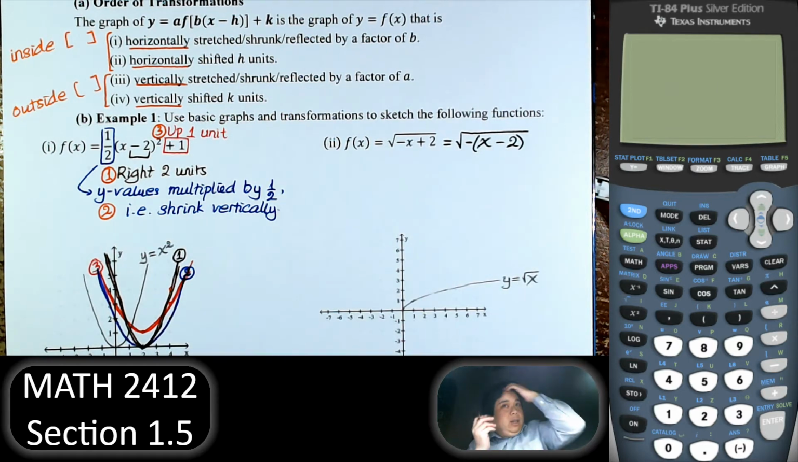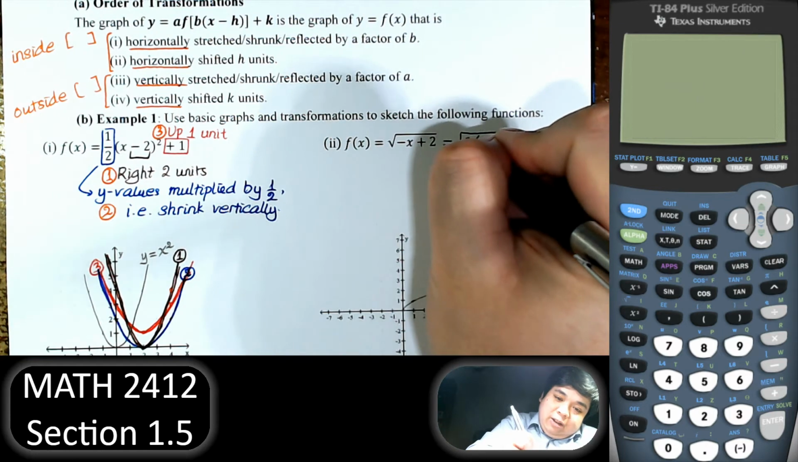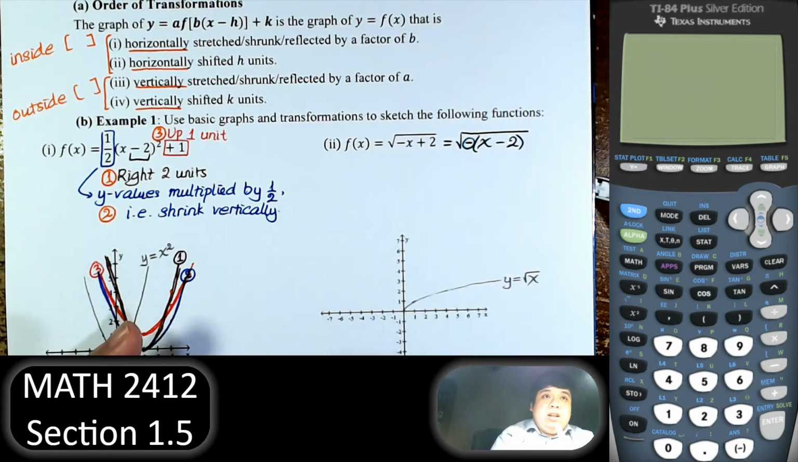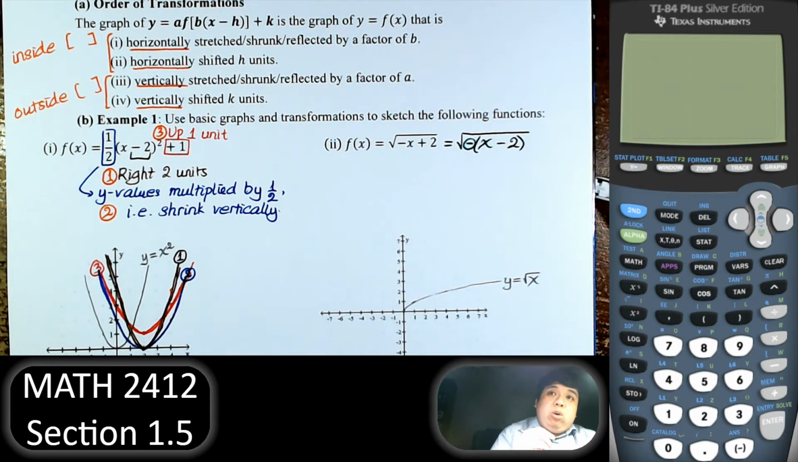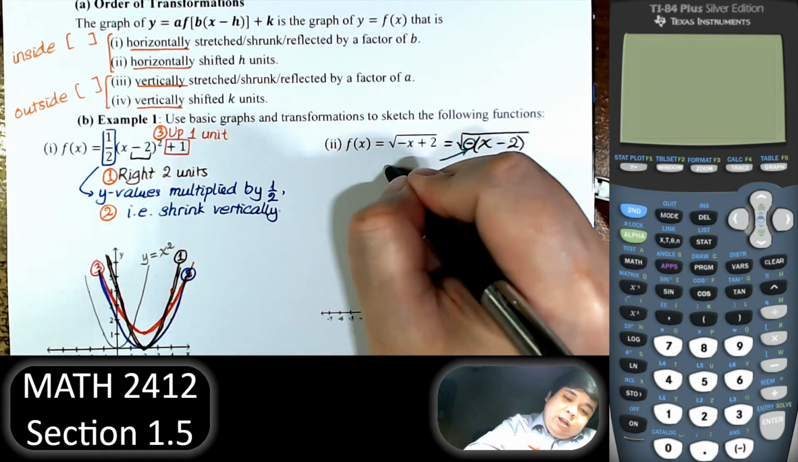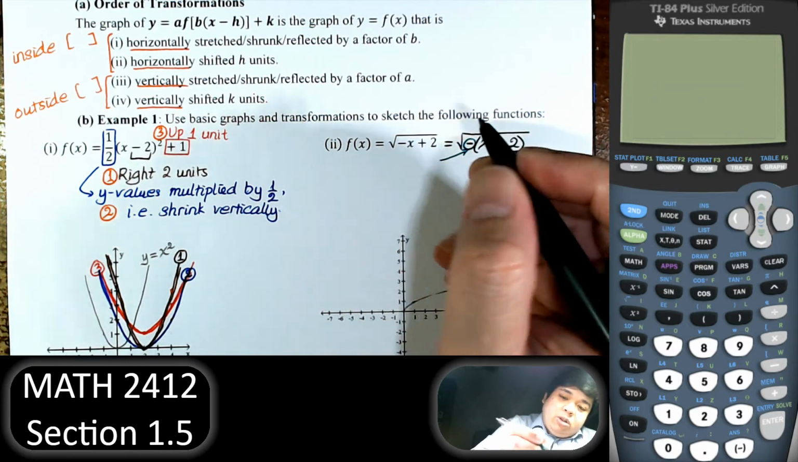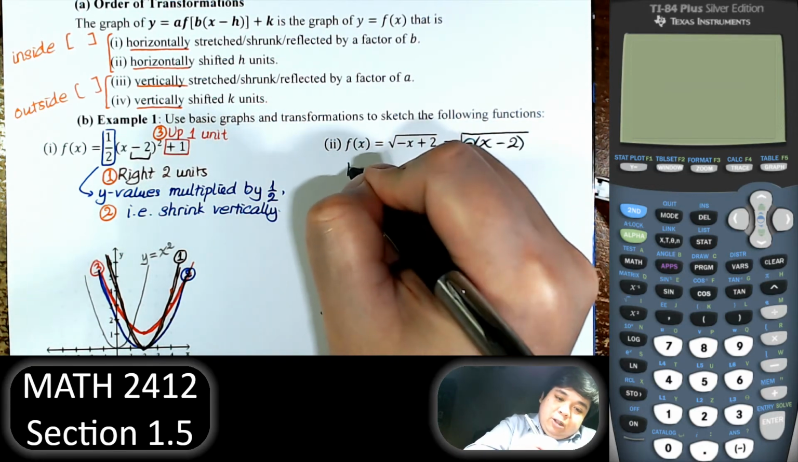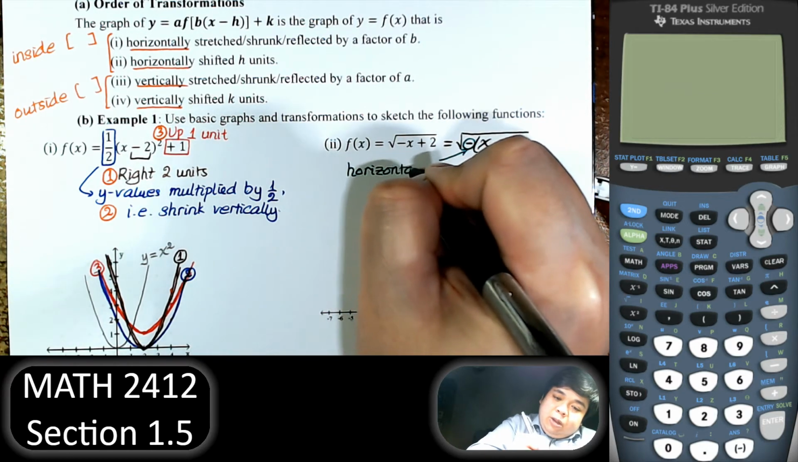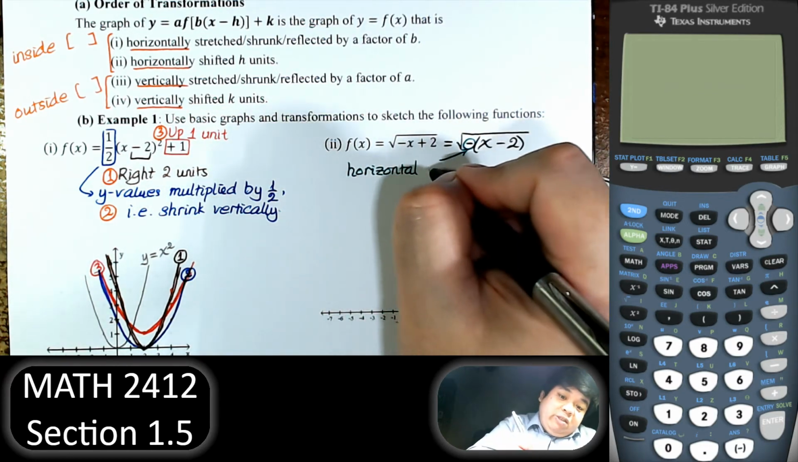Square root of x. And then what we have here is multiplied by negative. If we throw the negative in front of x, it will flip the graph horizontally. So that is reflect horizontally. Horizontal reflection, or just flipped.